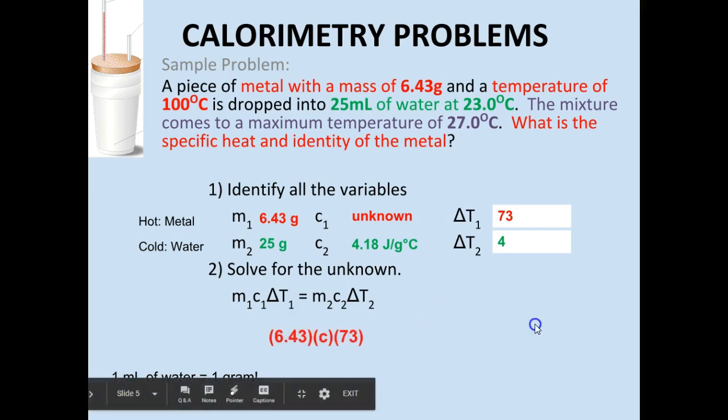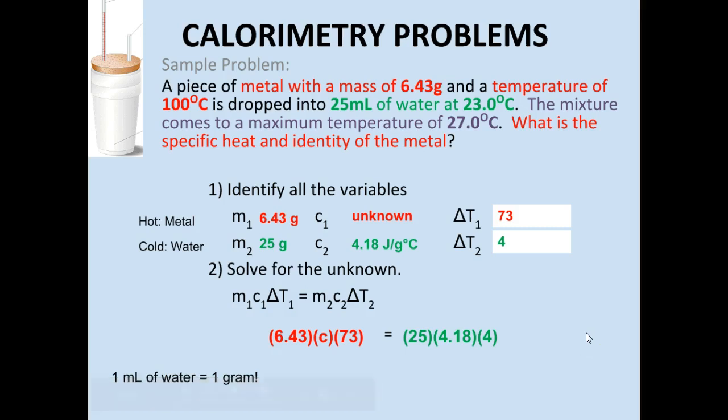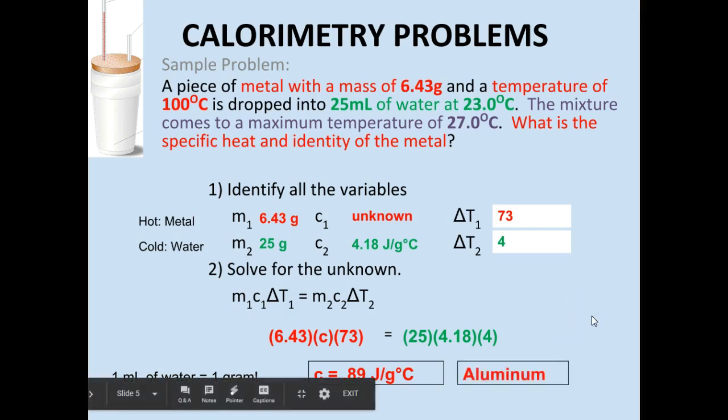That will leave C1 by itself, or we're solving for the unknown. Okay, here we can see that we're solving for C. And the answer you should have gotten is 0.89 joules per gram degree Celsius. So if we compare that on a reference table, we can identify this particular metal as aluminum.